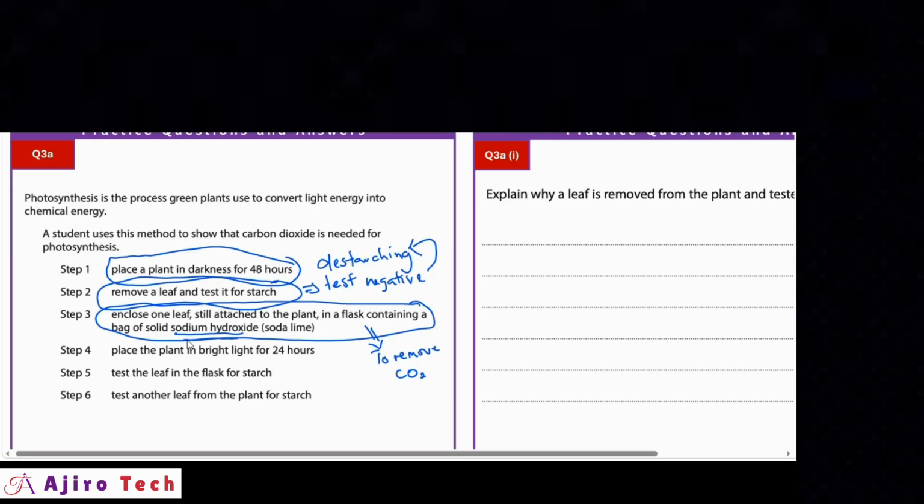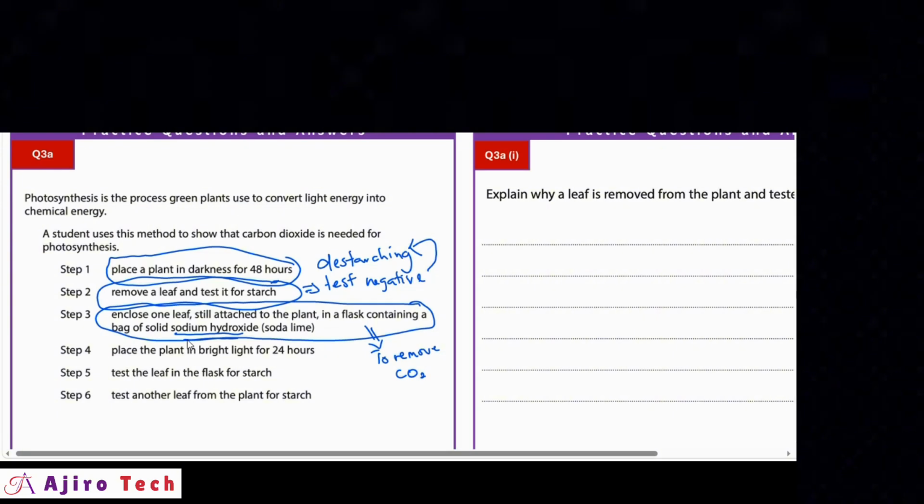Step 4 says place the plant in bright light. So this is where we now want to test whether photosynthesis works after we have cut off the carbon dioxide. So we place the plant in bright sunlight, giving the plant the opportunity to photosynthesize. That is the test.